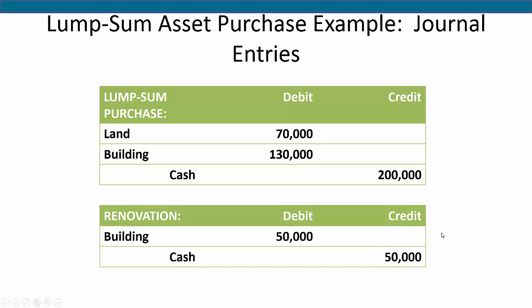Now, the cost of the renovation is recorded separately because it occurred later, after the initial purchase. The entire cost of $50,000 is recorded in the building account, and you'll see an example of a lump sum purchase in your homework.